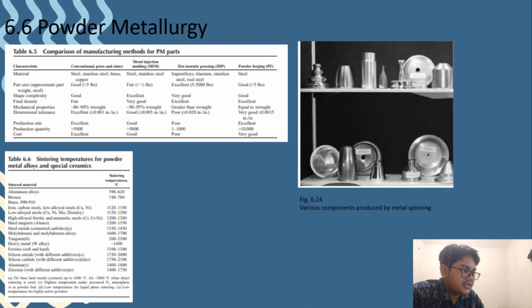Next we get to 6.6, powder metallurgy. Powder metallurgy, or PM, is a growing branch of metallurgy based on the production of material in the form of metal powders and the manufacturing of parts from this material. The primary market for metal powder is for parts manufactured by various PM technologies. However, metal powders are also produced for other applications.